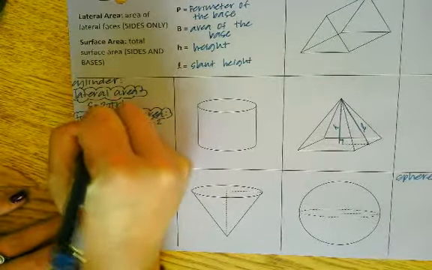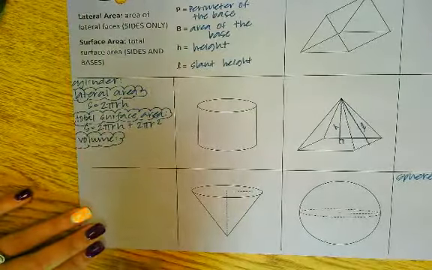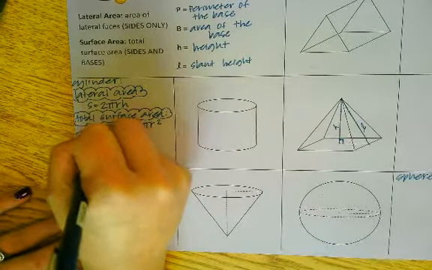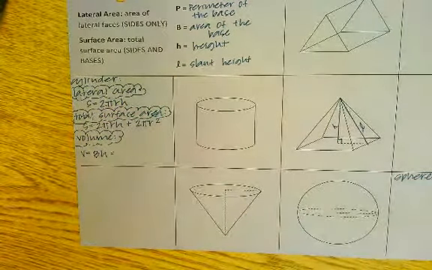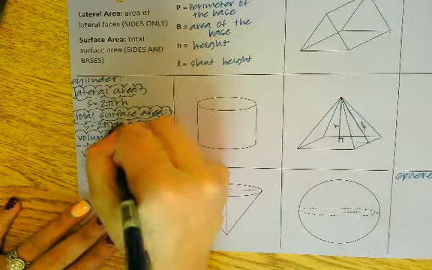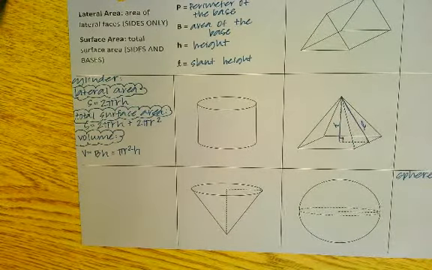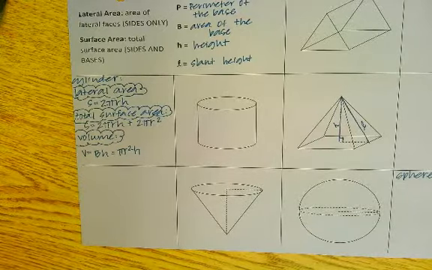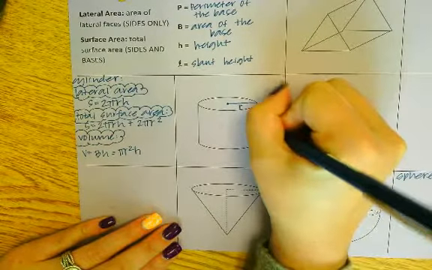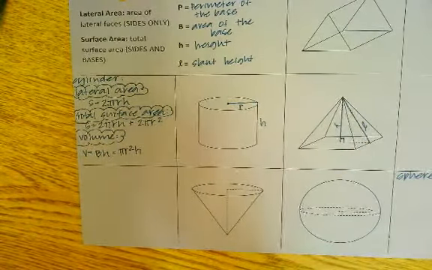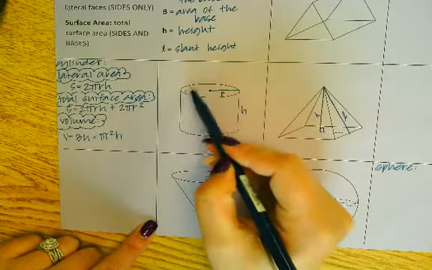Then you have volume. Volume of a cylinder is capital B times H. And if you were to substitute in the formula to find that area of the base, you would get pi R squared times H. So you have a radius and a height. Area of your base would be here.